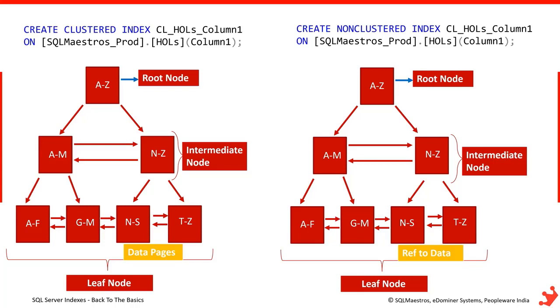So if you observe the intermediate level pages, they will have data about only that column on which you have created an index. Similarly, in the root level page also, you have the column data on which you have created an index. So this is the quick difference between clustered and non-clustered indexes B-tree structure.